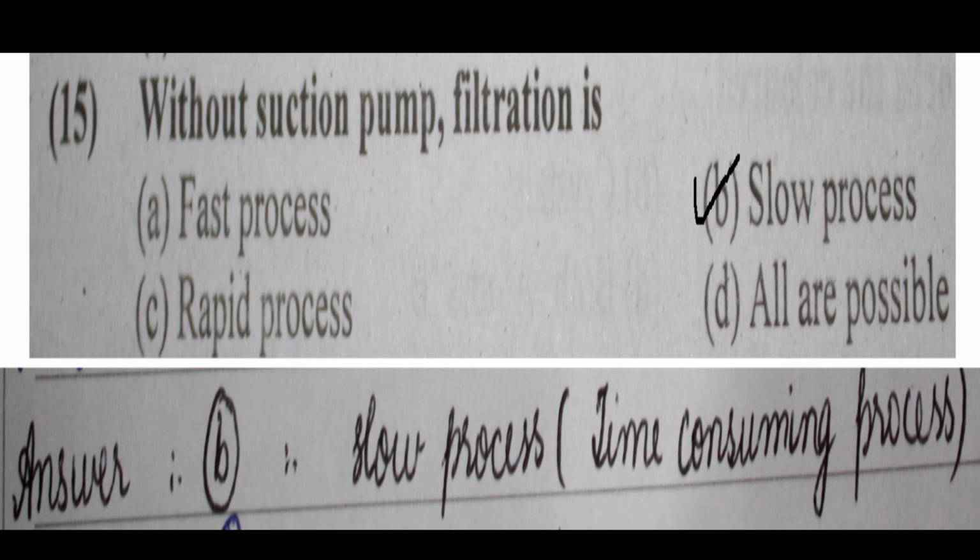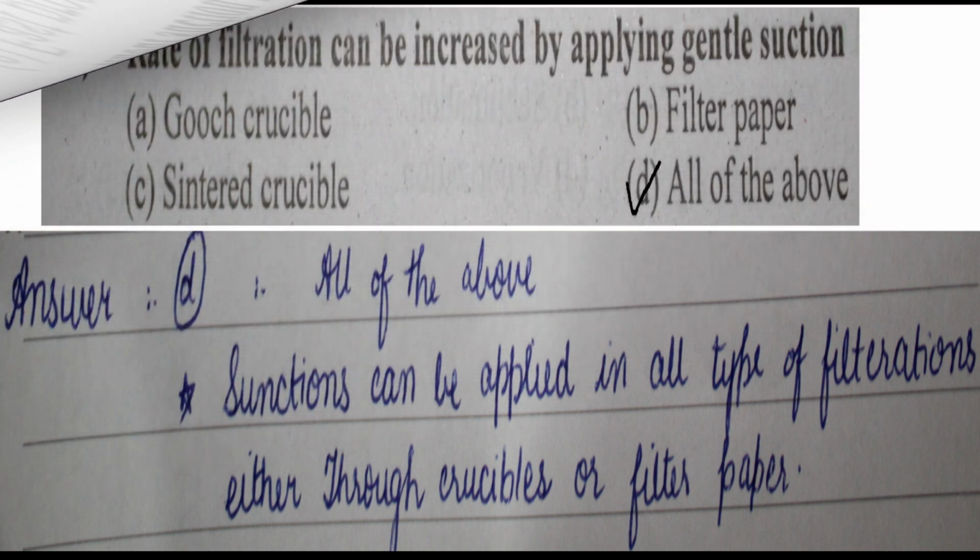Next is without suction pump filtration is. Option B, slow process, which is also called as time consuming process, is going to be our right answer. Next is rate of filtration can be increased by applying gentle suction. Suctions can be applied in all type of filtrations either through crucibles or filter paper. So option D, all of the above, is going to be our right answer.